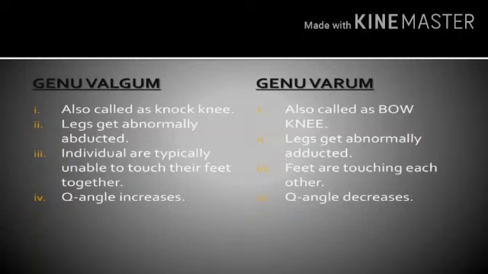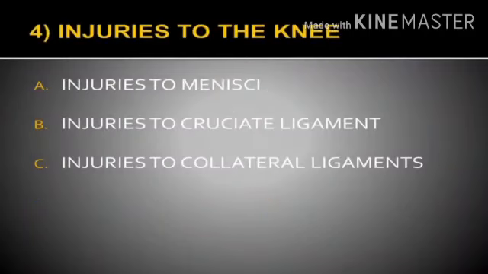So what is Q angle? Q angle is basically an angle between the long axis of the thigh and the long axis of the leg. So the long axis of the thigh is starting from the ASIS, anterior superior iliac spine, to the center of the patella, and the long axis of the leg initiates from the center of the patella to the center of the two malleoli. So the angle in between these two lines is called Q angle. So it gets increased in case of valgum, decreased in case of varum.